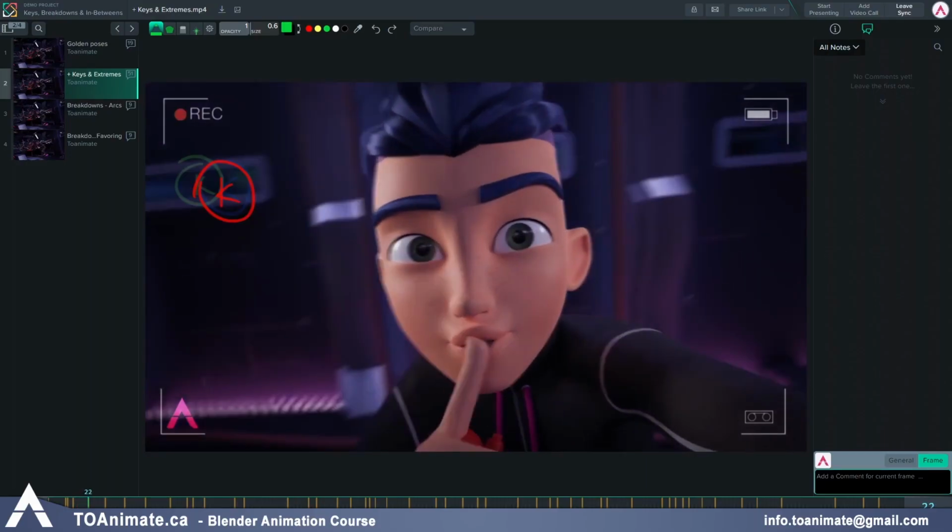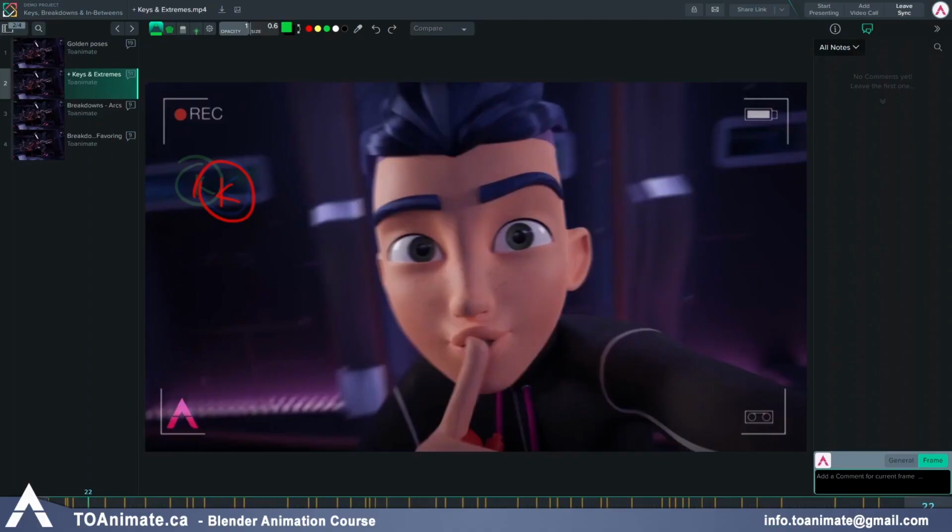frame 22. I also want to mention that you don't have to be too specific when setting your keys. Sometimes it might be hard to tell which one is a golden pose or just a key pose or an extreme. Depending on the shot, it can be up to your interpretation. The main goal of explaining all this to you is for you to understand how much information you need to input. Of course, this wouldn't be an issue if you were doing hand-drawn animation, because in that case, you only get whatever you draw yourself.